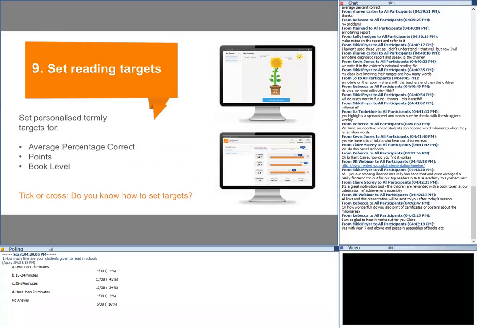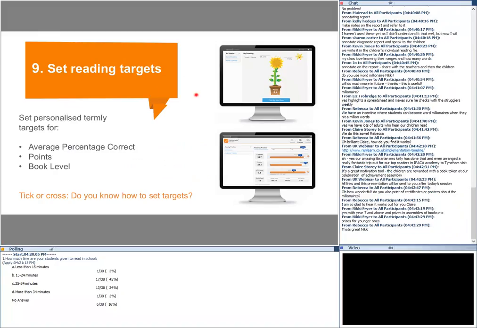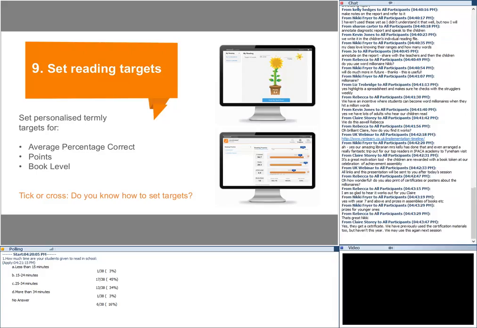So on the system, we have something called reading practice targets. Can I have a tick or cross, depending on whether or not you know how to set these up? So tick if you do, or cross if you don't know how these are set up. So this is interesting. It may just be that these were covered a long time ago, or you've not covered them yet, but targets are fantastic. And just to confirm, they're not difficult to set. They don't take long at all.